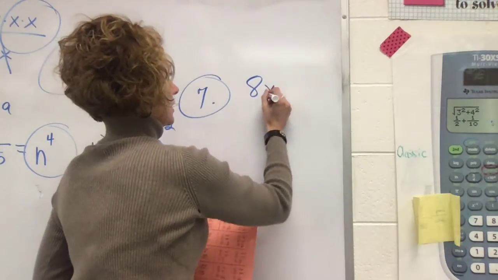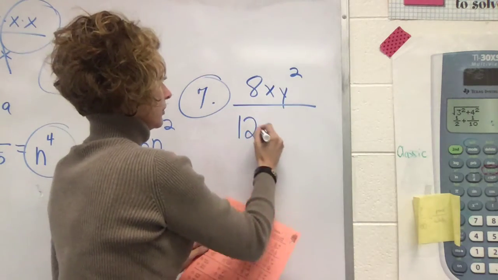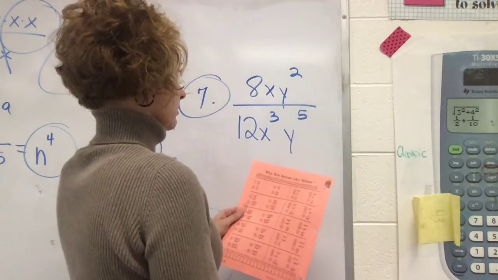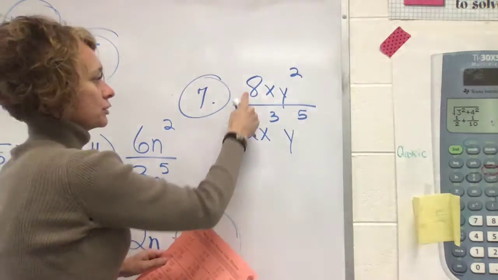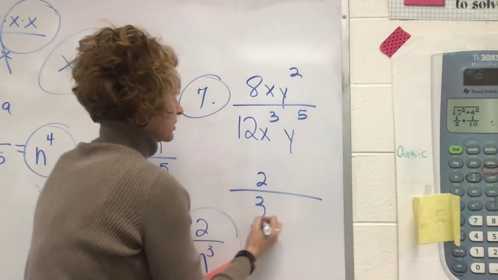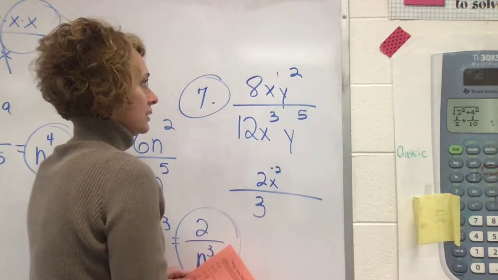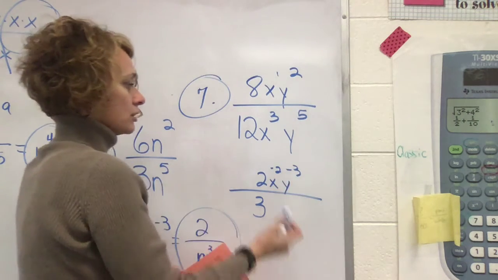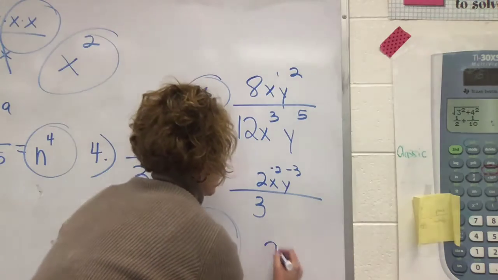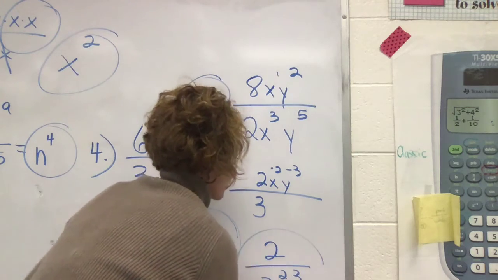7 is 8x y to the second power over 12x to the third y to the 5th. Okay, so now we're going to go through and reduce these. 8 divided by 4 is 2. 12 divided by 4 is 3. I'm going to subtract top power minus bottom, so that's going to give me x to the negative second, y to the negative third. But these are negative exponents, and I've got to move them down to a denominator. So that would give me 2 over 3 x squared y to the third power.